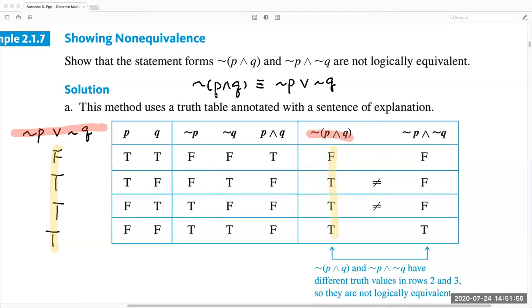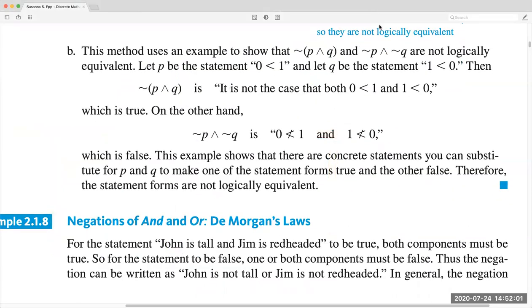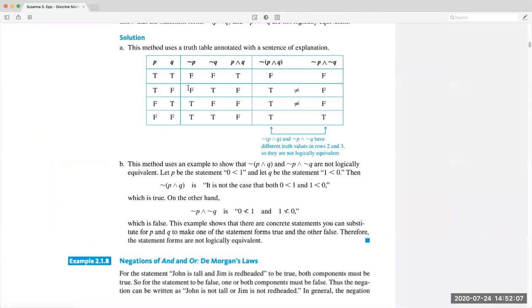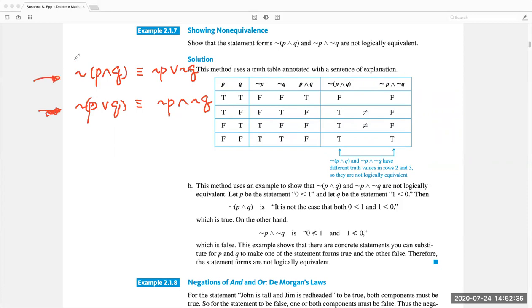This may be the first one you may need to remember, but actually there are a few of them. This one is equivalent to negation P or negation Q, and then negation of P or Q is equivalent to not P and not Q. You can check this one by yourself after the lesson.